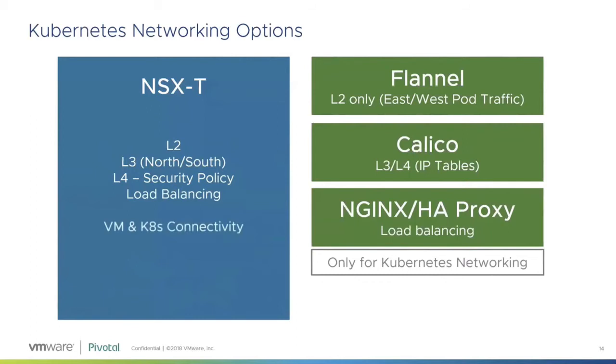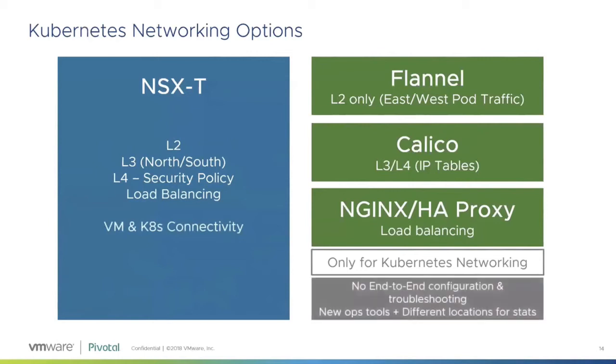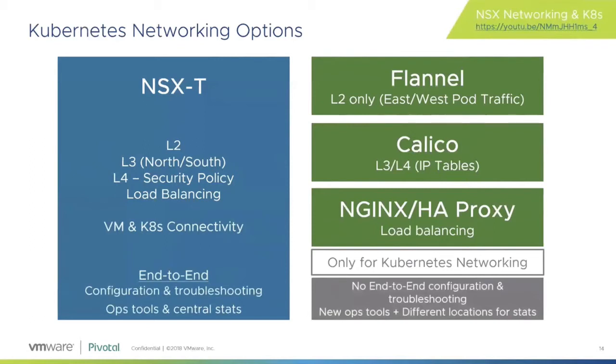Now, NSX, not only is it Kubernetes, it's across multiple Kubernetes clusters and also your virtual machines that may exist in your environment as well. So on the right-hand side, no end-to-end configuration and troubleshooting. That's kind of the big thing here that becomes difficult as you try to operationalize Kubernetes. And on the left-hand side, you've got NSX. You have full end-to-end visibility because you have that single source of truth for networking.